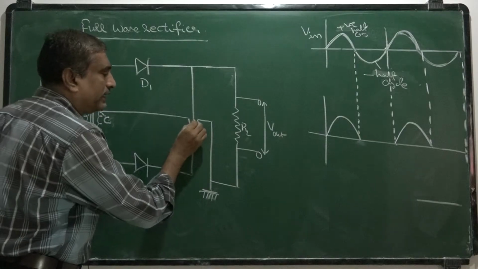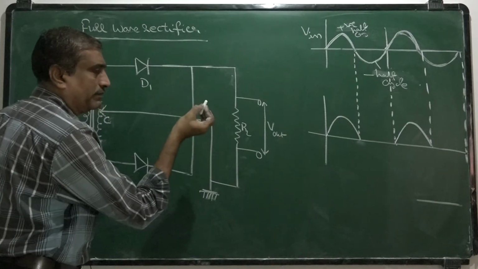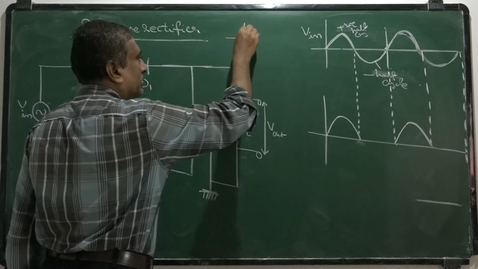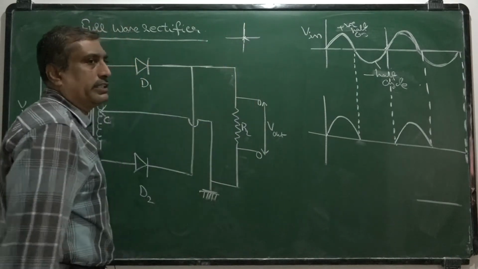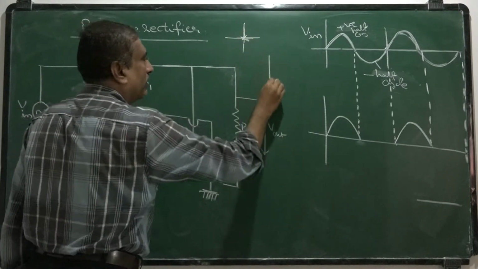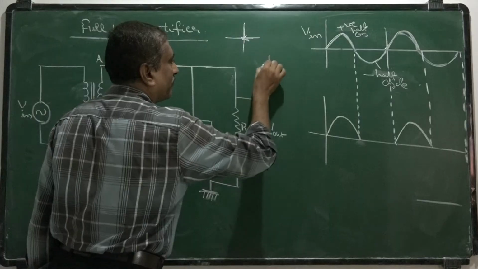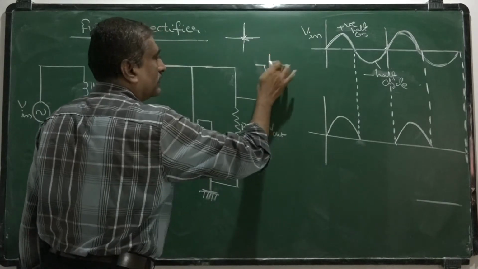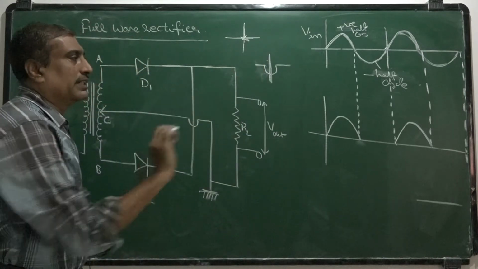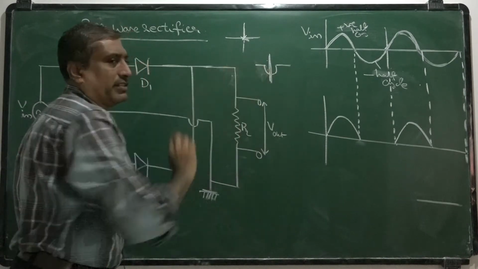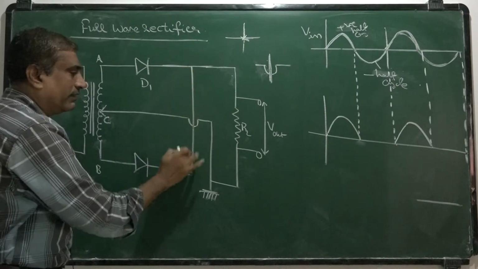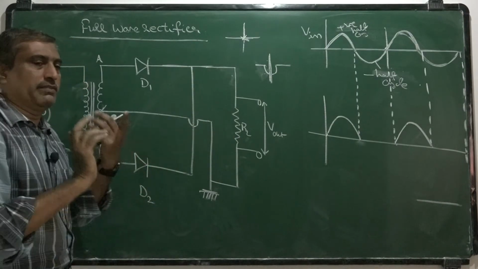This symbol indicates that this wire is not connected to this wire. If we write it like this, it is a junction where we can apply Kirchhoff's laws, meaning this wire and this wire are connected here. But if we write a symbol like this, there is no connection between these two wires, so we cannot apply Kirchhoff's laws. This wire and this wire are different, they are not connected to one another.